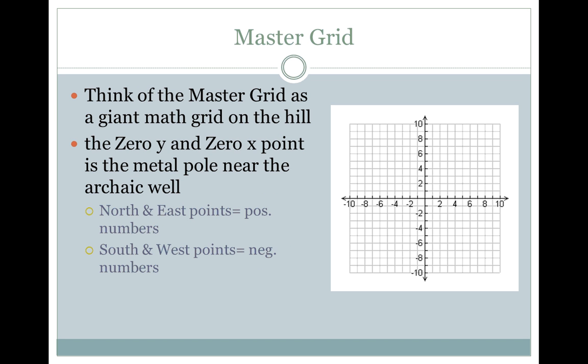So you can think of the master grid as a giant math grid placed on the hill. I know everyone loves math. The 0y and the 0x point is the metal pole placed near the Archaic well. That's known as PC1. And with this whole chart, we get positive and negative numbers out of it. Whenever you are dealing with positive numbers, you're either dealing with north or east points. Whenever you're dealing with negative numbers, you're dealing with south and west points. This gives you an idea when you're looking through the catalog of where relative on the hill you may be looking.